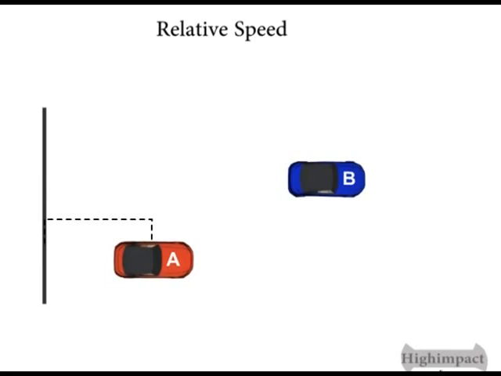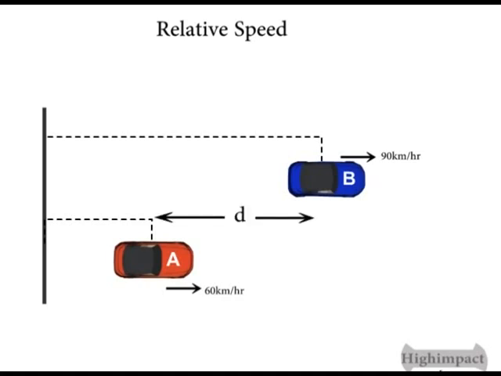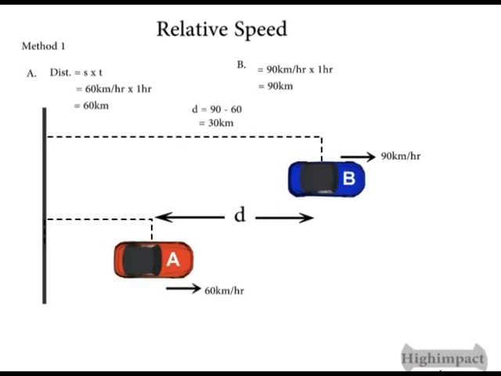Suppose A is traveling at 60 kilometers per hour and B at 90 kilometers per hour. If they traveled for say 1 hour, let's find the distance between them. Method 1. We calculate individual distances and then calculate the difference. A. Distance is equal to speed times time, that is 60 times 1, that is 60 kilometers. B. 90 times 1 hour gives us 90 kilometers. The difference between them is 90 minus 60, which is 30 kilometers. And so after every 1 hour, we gain 30 kilometers over A.